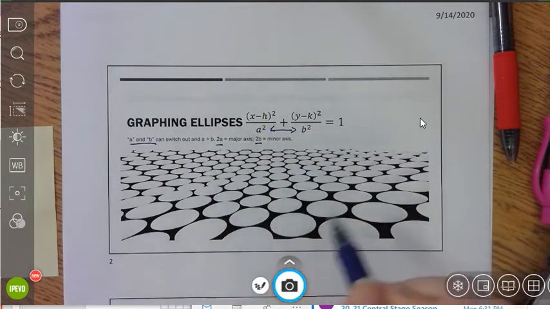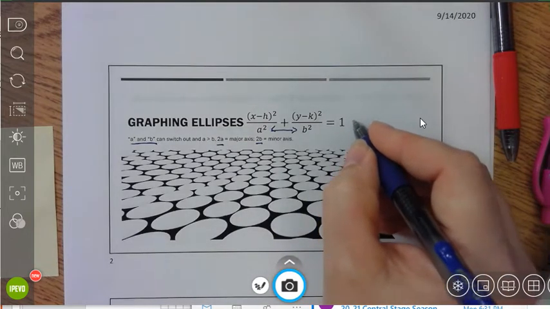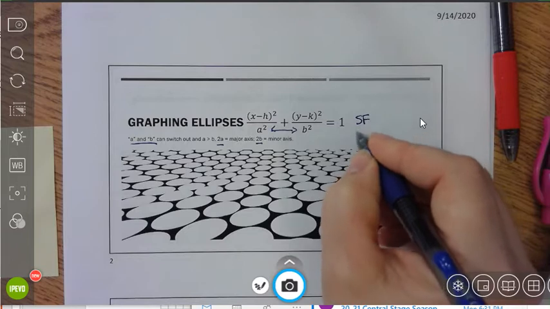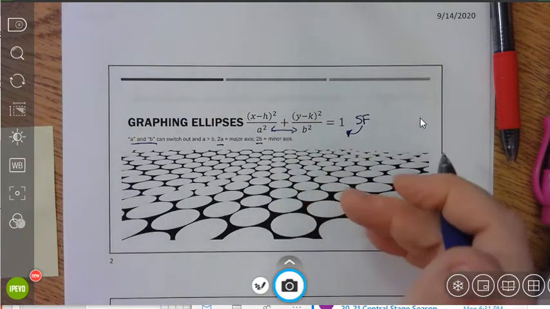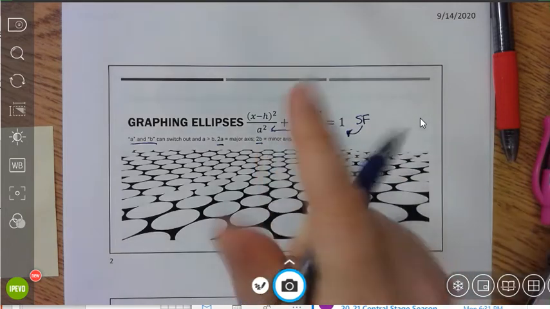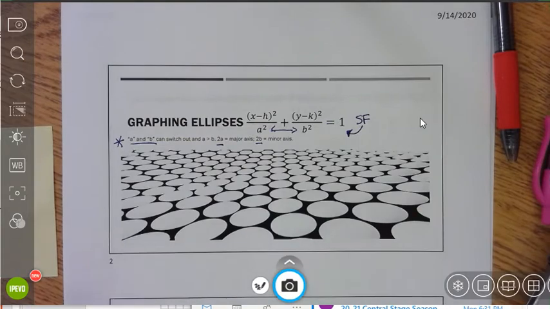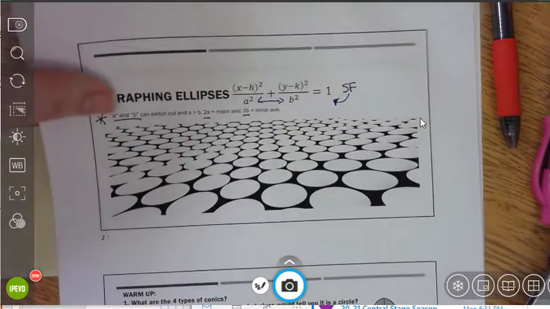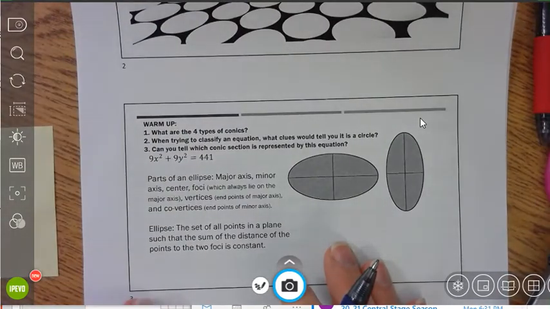All right, so even though this is an initial page giving me the standard form of an ellipse, this may seem like a page you get to ignore, but I actually put some important information right here, so make sure you don't forget it. On the warm-up, I'm going to skip it because of lack of time.